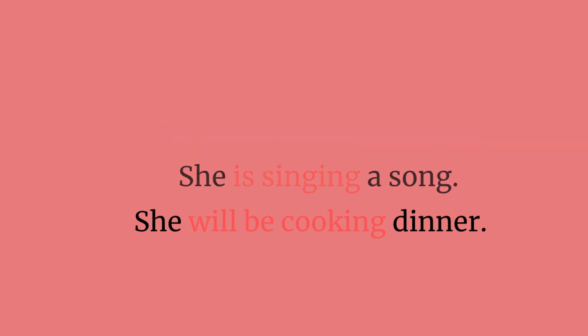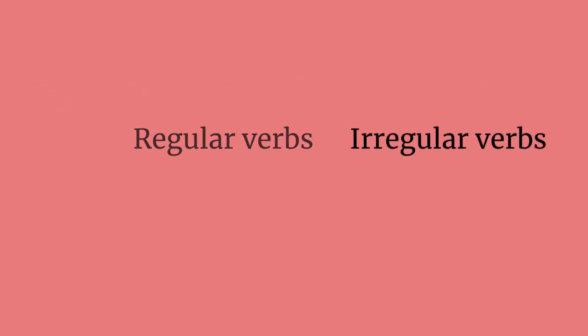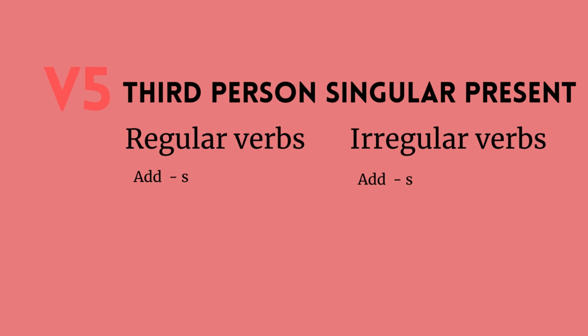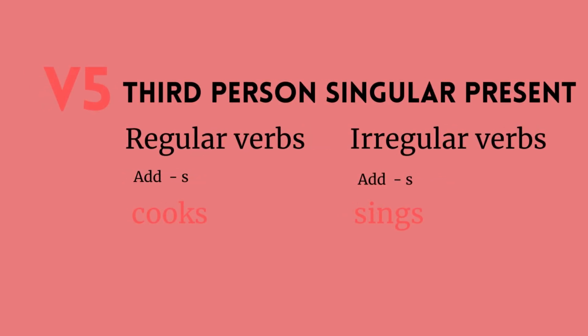And finally, we come to the final form of the verb, which is V5, which is the third person singular. It is extremely sad that most schools don't teach this verb form, and that is why many Indians make this mistake when they cannot agree the subject with the verb. For both the regular and the irregular verbs, we just have to add the letter S to the base verb to get the V5 form. So we have cooks and sings.